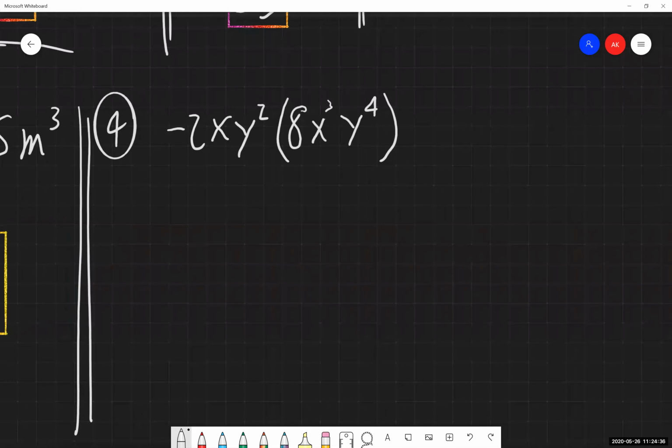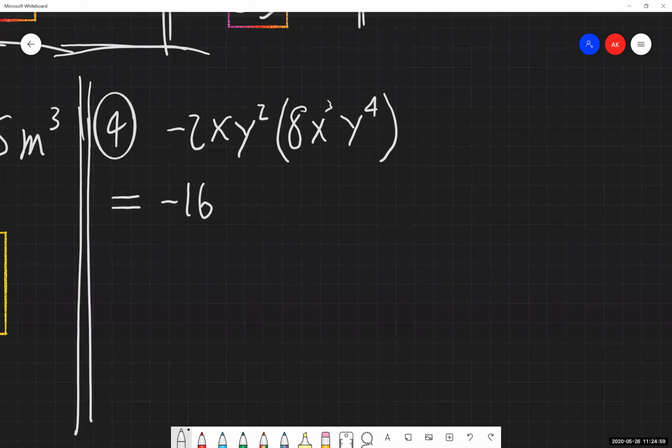Now again, we've got a multitude of things going on here. We've got numbers, we have x's, and we have y's. So again, I'll emphasize this. Do not try and do all of this at once. Work with it in parts. Let's work with the numbers first. I have -2 times 8. It's going to give me a -16.